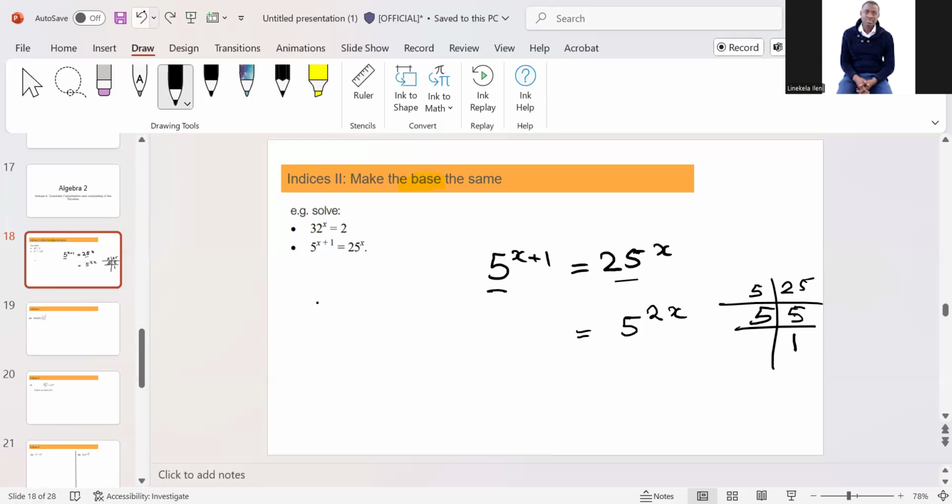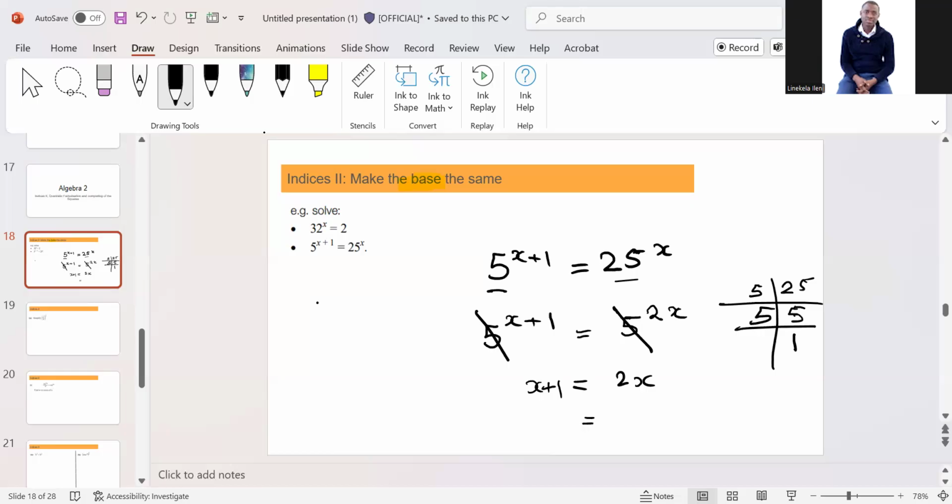All right. And then you have on the other side 5x plus 1. Now, because the bases are the same, what do we do again, guys? We cancel that, we cancel that. Then you're going to end up with a linear equation of x plus 1 equals to 2x. We want to solve the value of x.